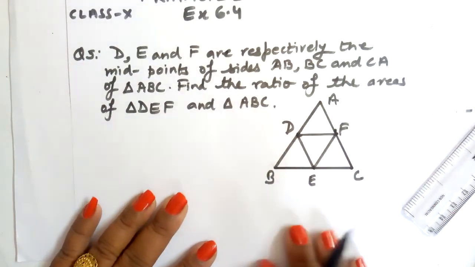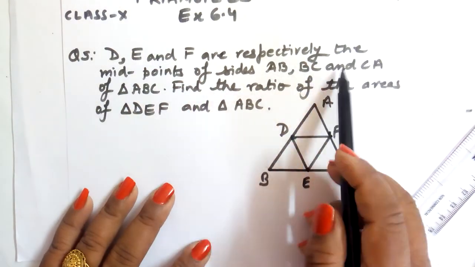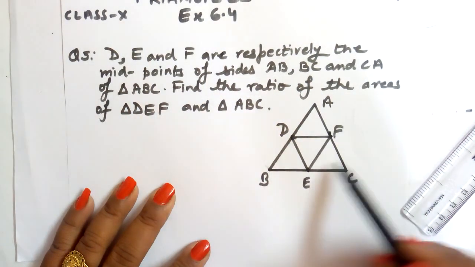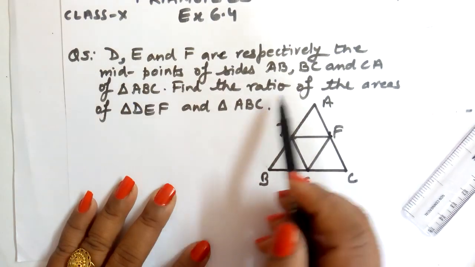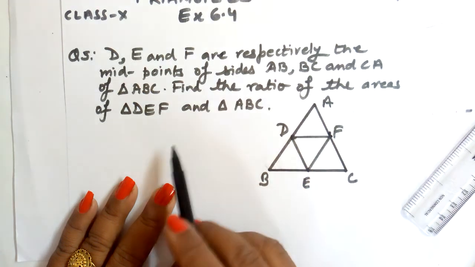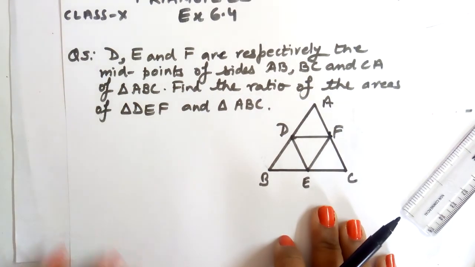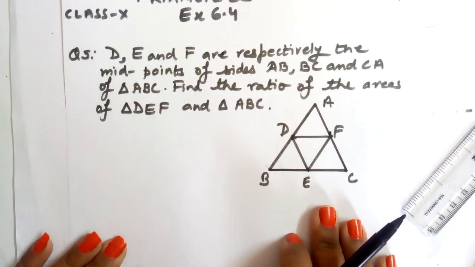Now our figure is ready, and we can understand easily. D, E, F are respectively the midpoints of sides AB, BC and CA. Find the ratio of the areas of triangle DEF and triangle ABC. We have to find out the ratio of their areas. So first of all, understand a few things regarding this question.